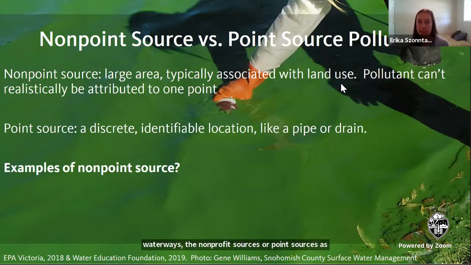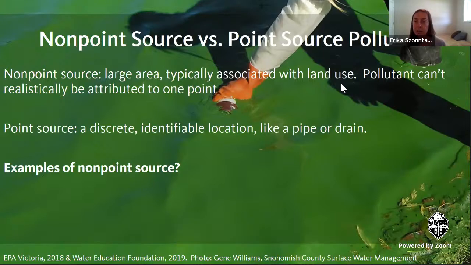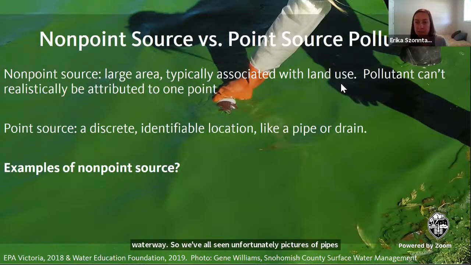And the names are pretty self-explanatory. A point source is an identifiable location, like a pipe or a drain, where you may see runoff coming into a waterway. So we've all seen, unfortunately, pictures of pipes draining directly into rivers and things like that.